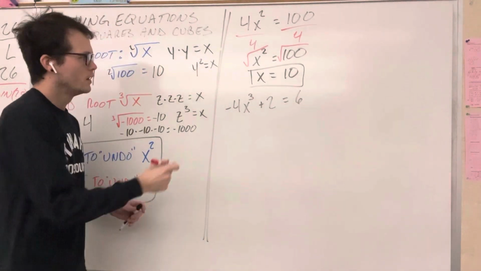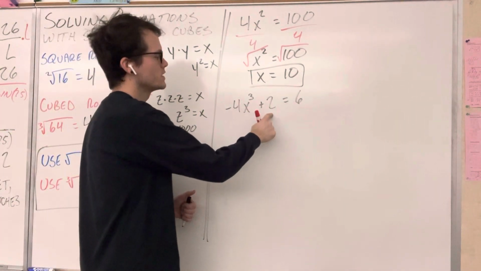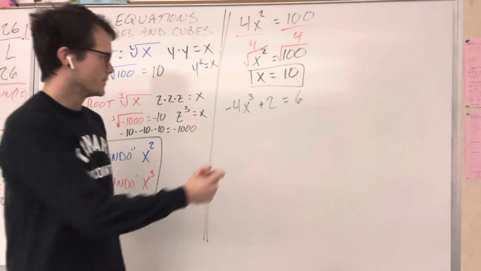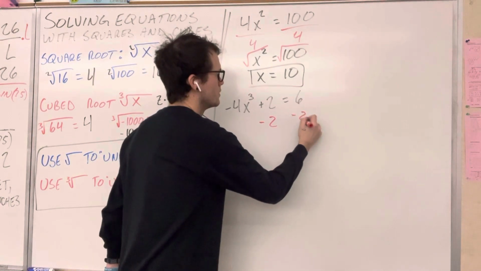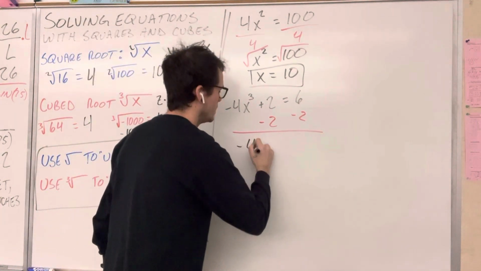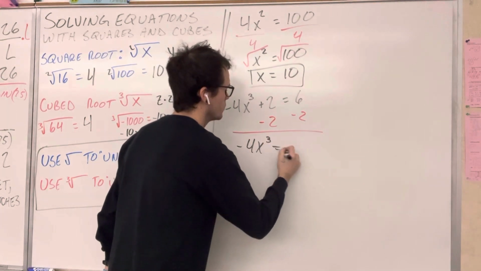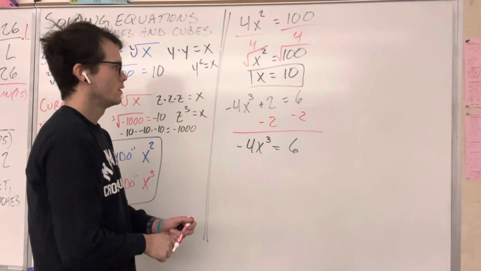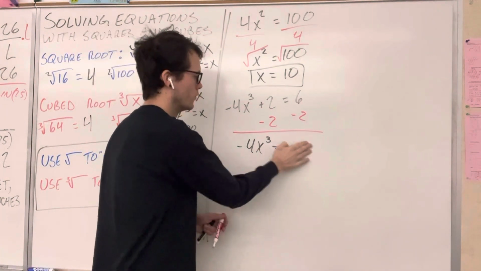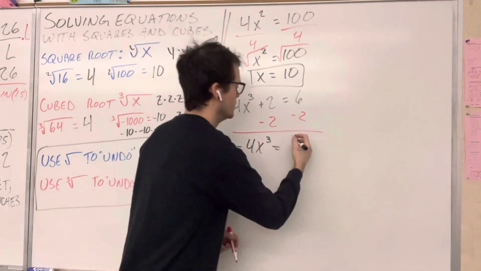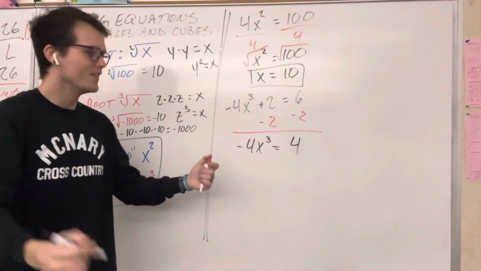Next one. Negative 4x cubed plus 2 equals 6. Okay, got a couple steps here. We're going to subtract 2 from both sides, just like every other algebra problem we've approached prior to this. So we have 4x cubed equals 6. Nope, that's not true. Oof, okay, because 6 minus 2 is 4. Good deal. Okay, now this is gonna work out.